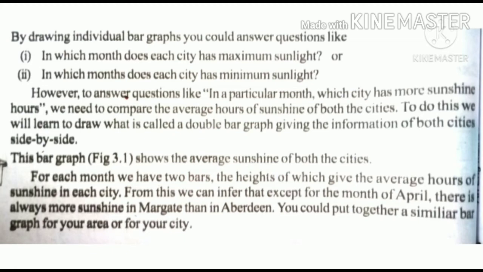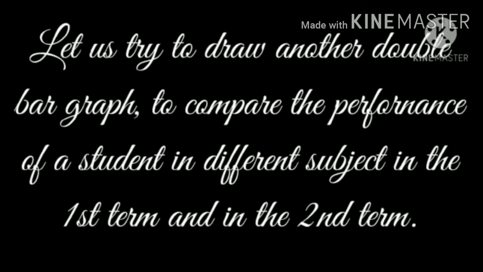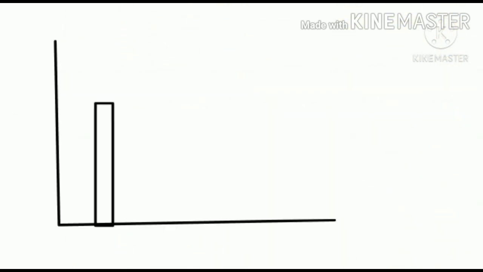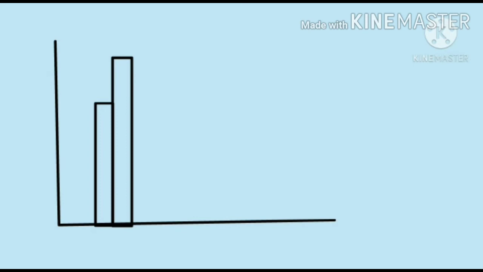Try it, children. Let us try to draw another double bar graph to compare the performance of a student in different subjects in the first term and in the second term. To compare the marks in different subjects, tabulate the marks in this way. How to do it? First of all, let us draw one bar graph for the first term. Similarly, a second bar graph could be drawn for the second term.